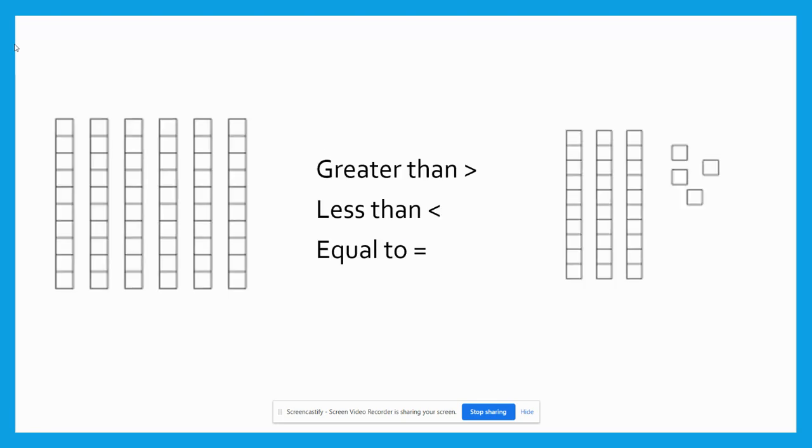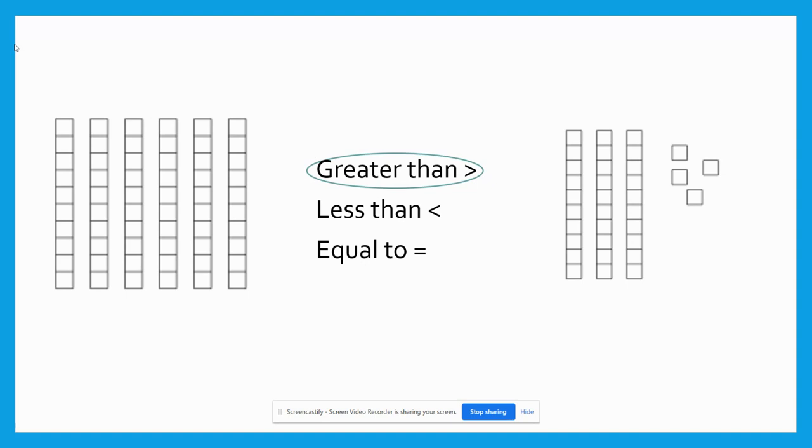Let's try this one. There are 10, 20, 30, 40, 50, 60 over there, and on the other side, we have 10, 20, 30, 31, 32, 33, 34. Are we going to say 60 is greater than 34, less than 34, or equal to 34? What do you think? Right, you should have said 60 is greater than 34.